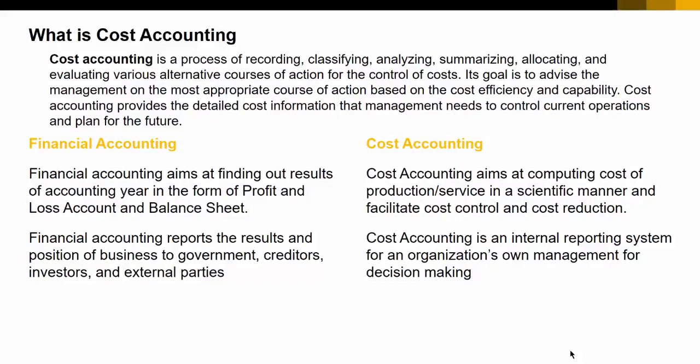Whereas financial accounting aims at finding out the results of the accounting year and creates profit and loss statements and balance sheets, cost accounting aims at computing the cost of production or service in a scientific manner and facilitates cost control and reduction. Whereas financial accounting reports results and position of the business to outsiders, basically government, creditors, investors, etc., cost accounting is an internal reporting system for the organization's own management use.